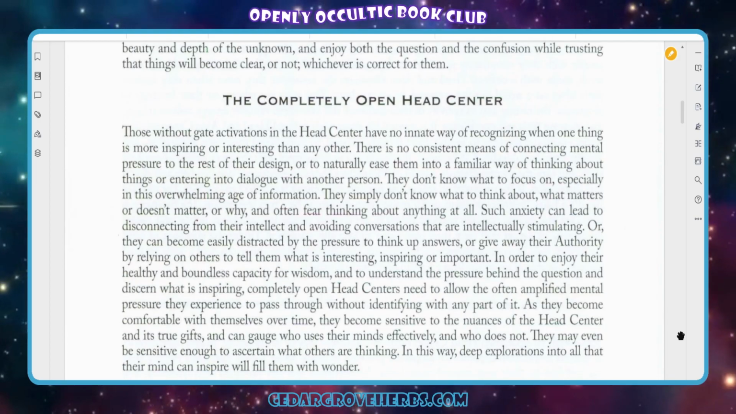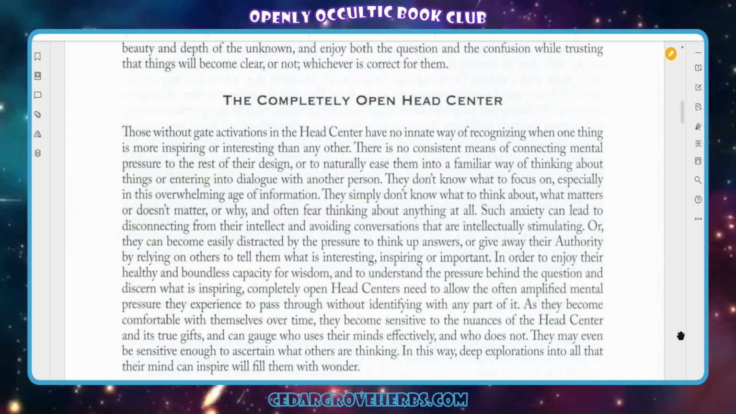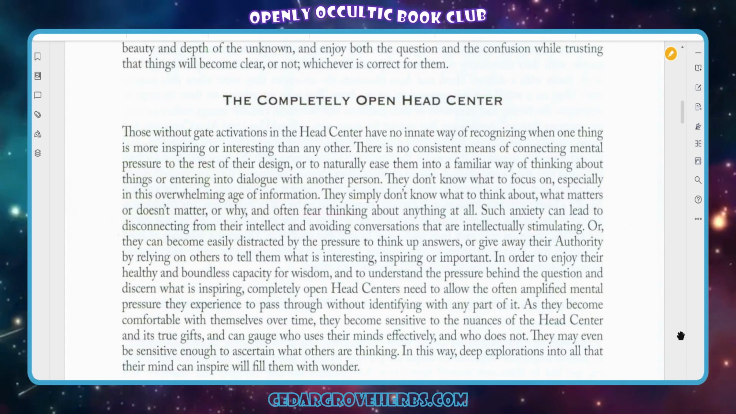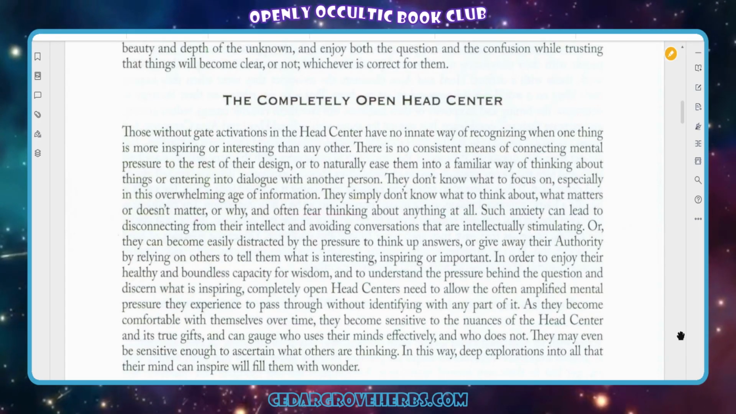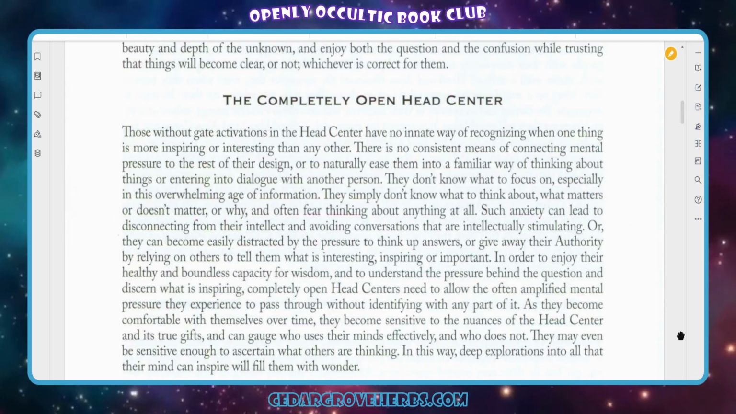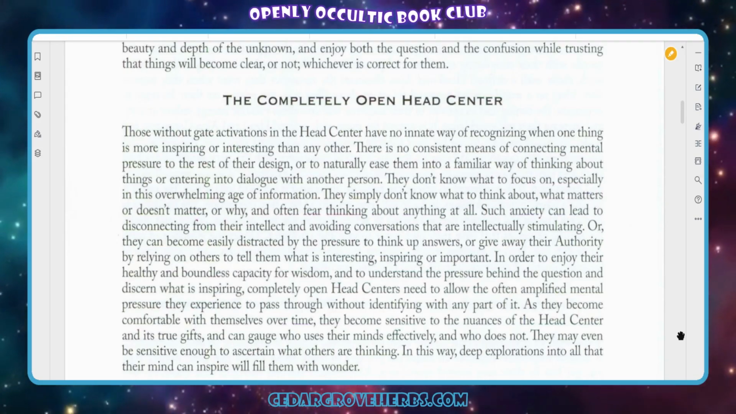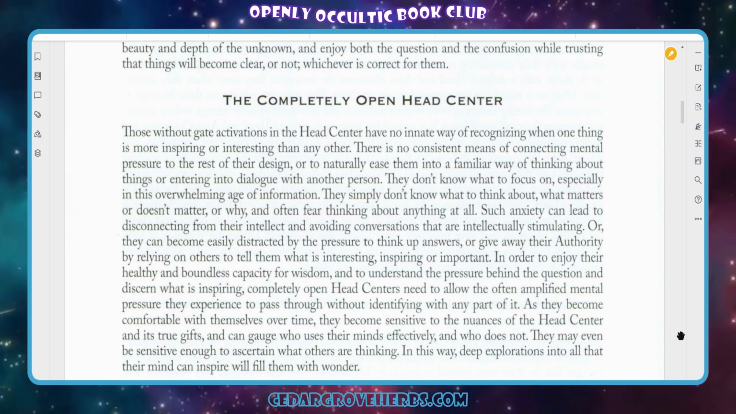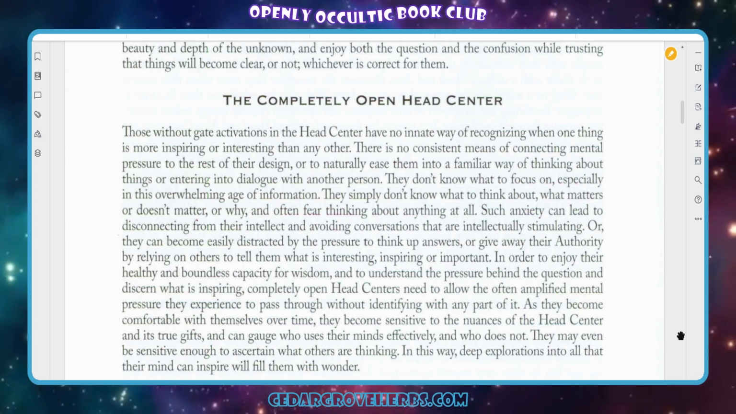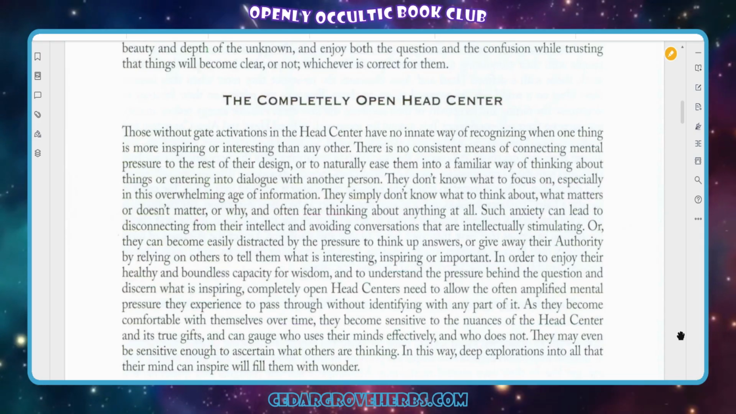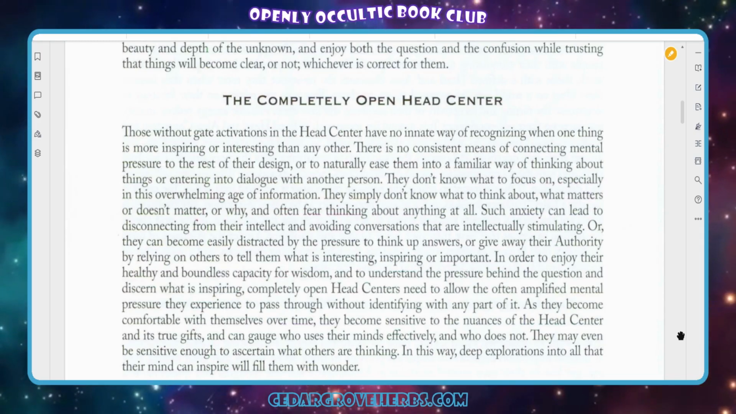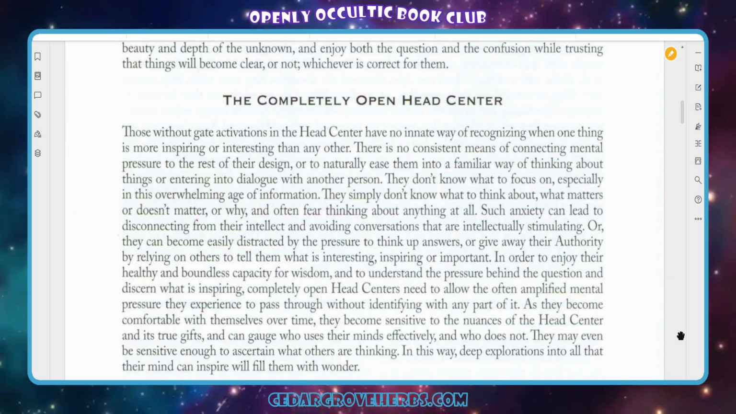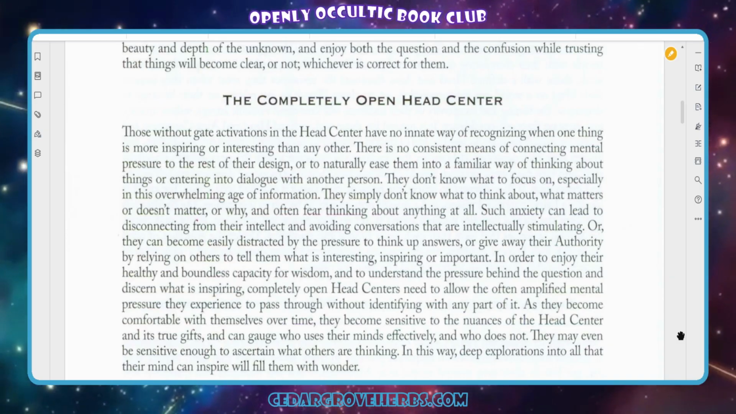The completely open head center. Those without gate activations in the head center have no innate way of recognizing when one thing is more inspiring or interesting than any other. There's no consistent means of connecting mental pressure to the rest of their design or to naturally ease them into a familiar way of thinking about things or entering into dialogue with another person. They don't know what to focus on, especially in this overwhelming age of information.